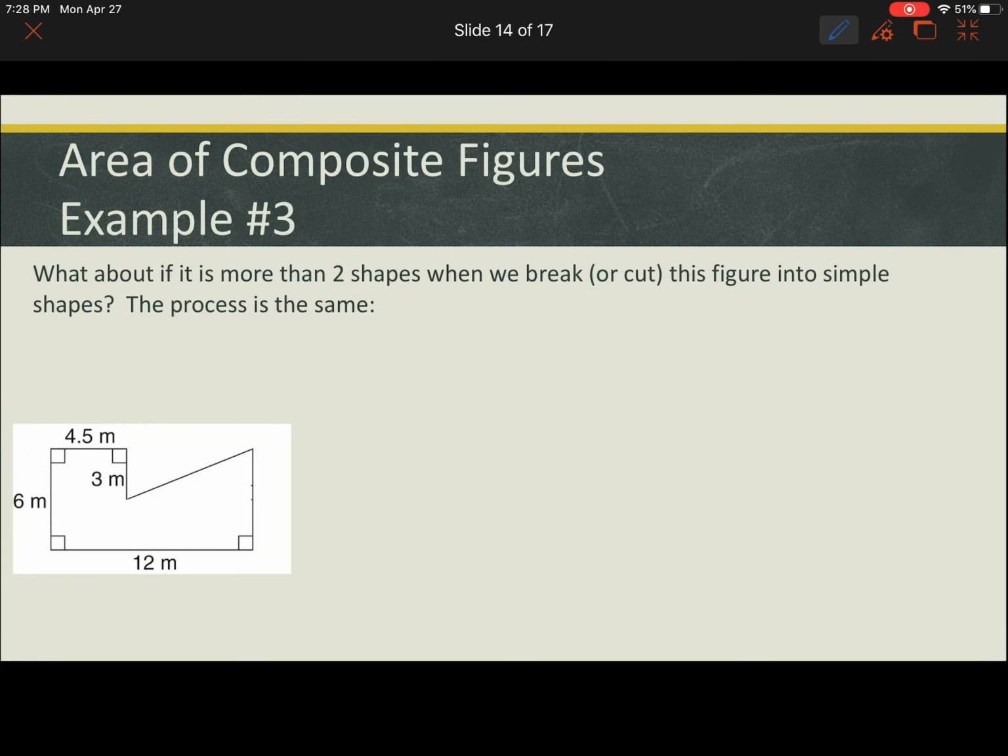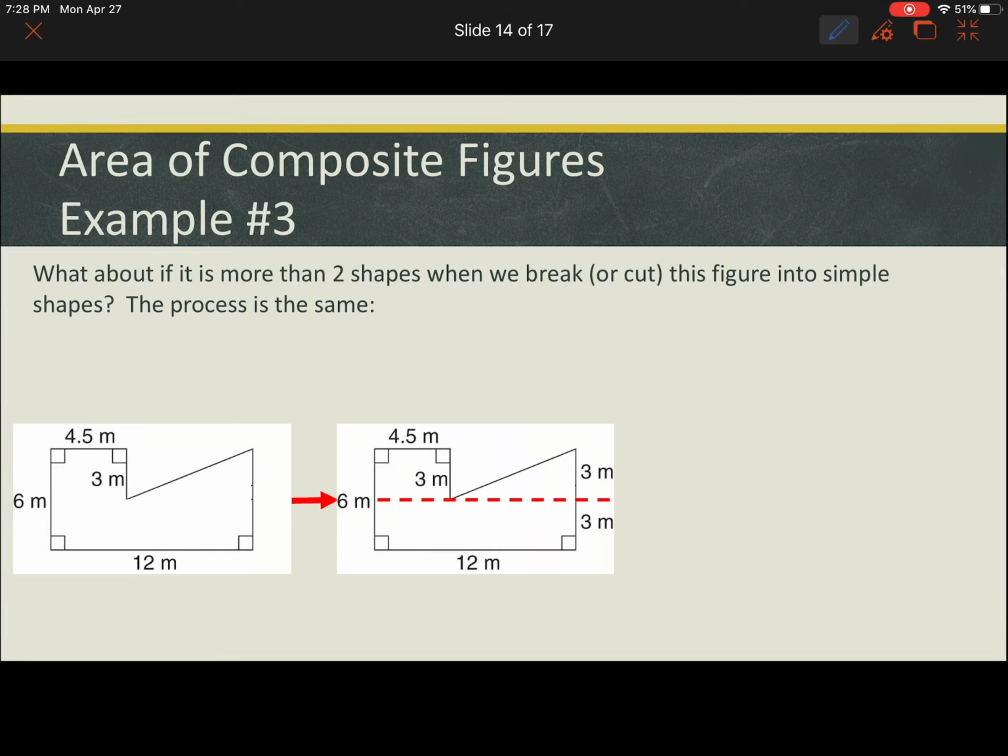Now, what happens if we have more than just two shapes when we break or cut the figure into simple shapes? So the process doesn't change. Again, we have to look to see where we're going to cut this. So now if we cut this pretty much right through the middle, we see we have 3 shapes now. We have a triangle.